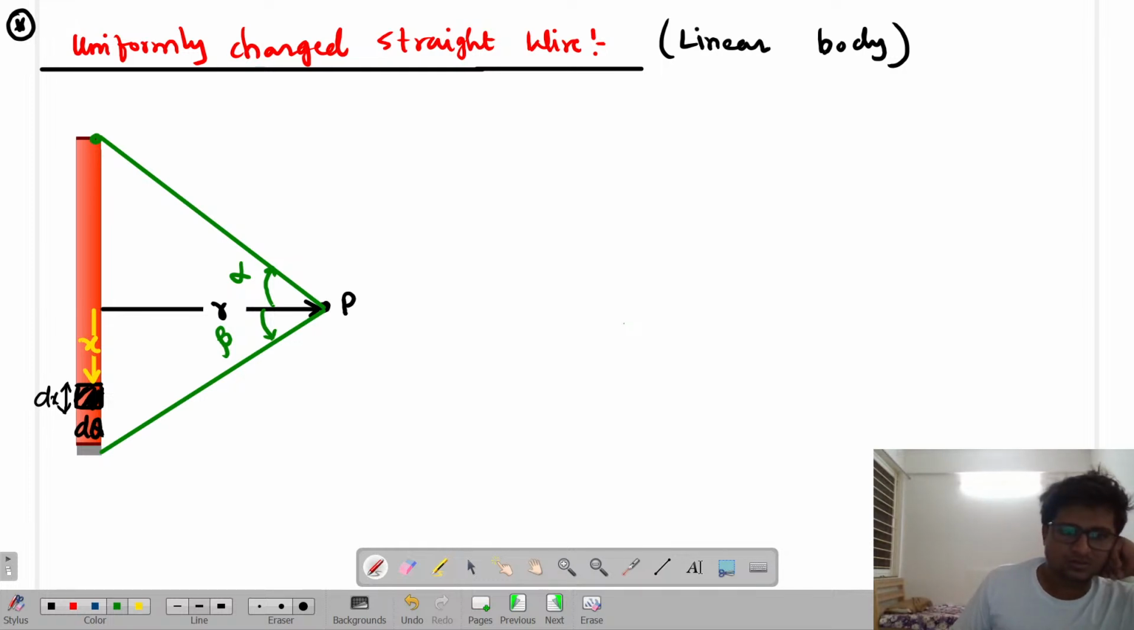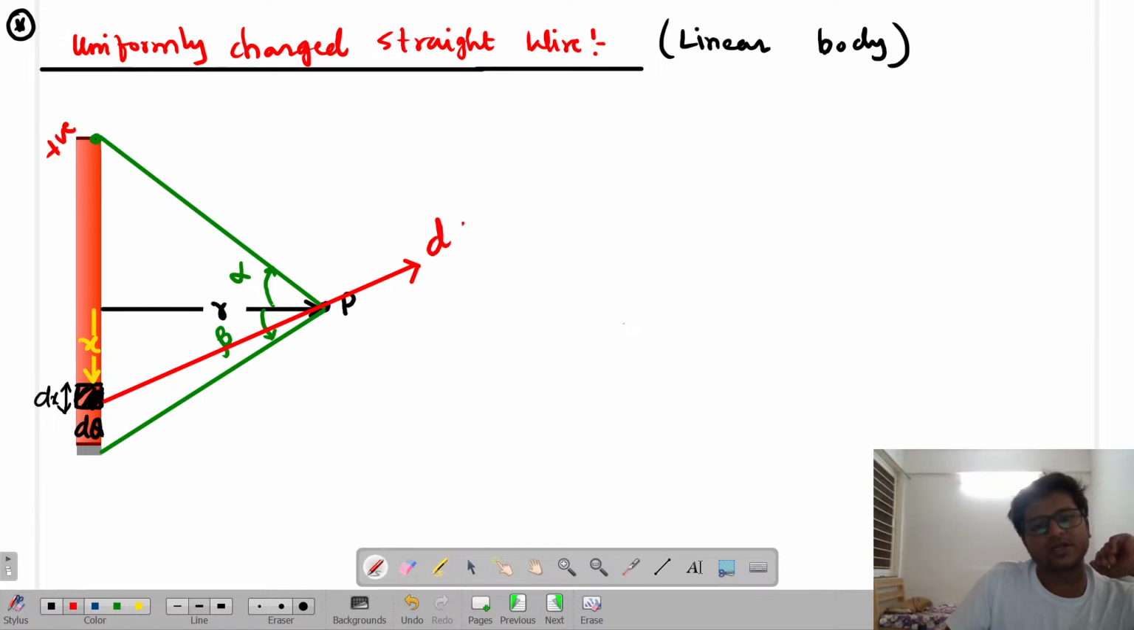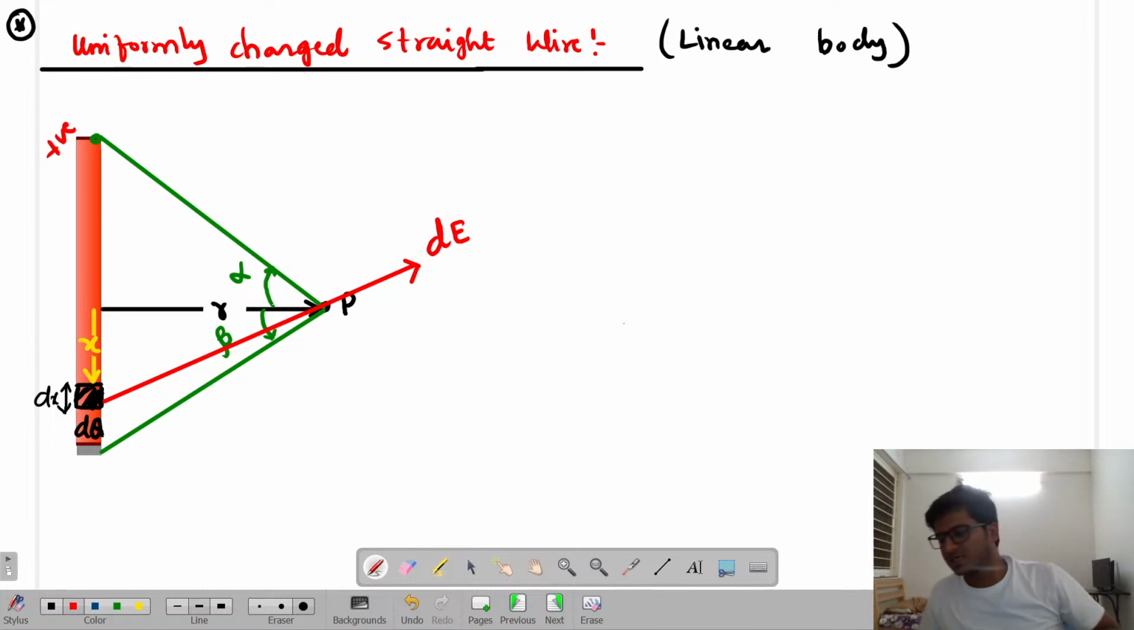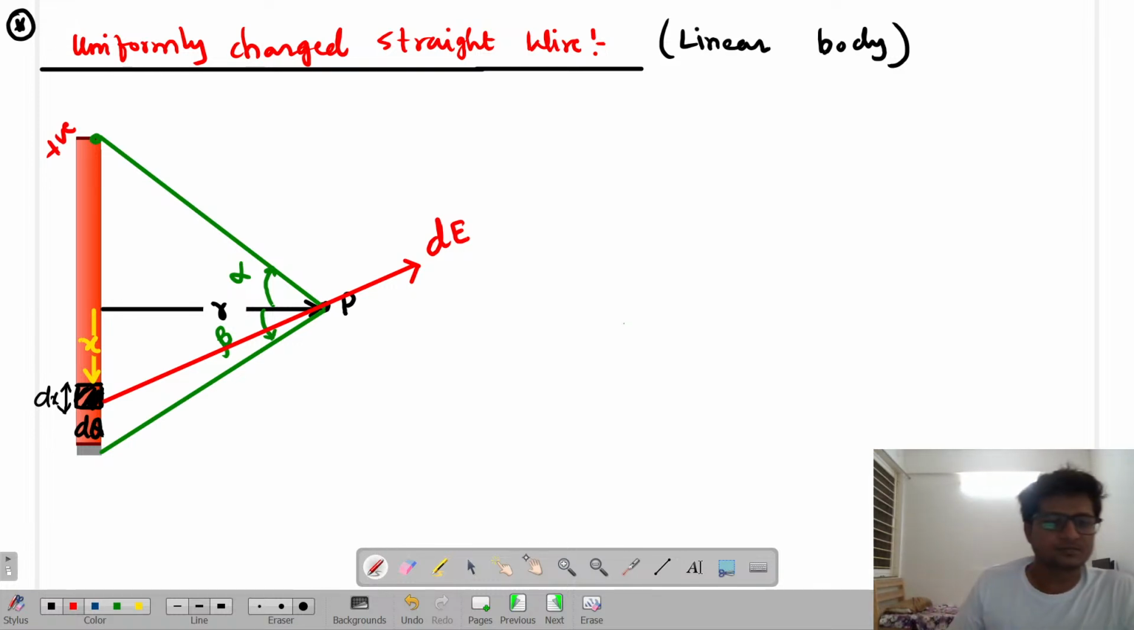Is that clear? Now, due to this dq, there will be some electric field at point P, or not? And since this rod is made up of positive charges, this electric field will point in this direction. I call this electric field dE. क्या बोलूंगा इस electric field को? अरे कुछ तो बोलो. हाँ यार. Is that clear? One minute, let me erase this. Okay, I'll call this dE. See, so let us make the statement.